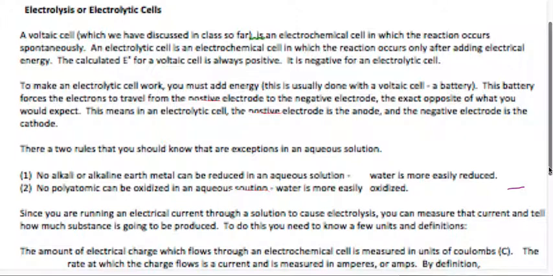Anyway, so that is what we use electrolysis for. And because they're non-spontaneous, we need a power source.